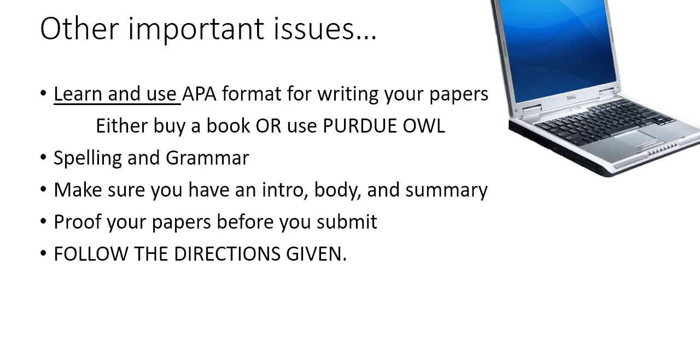Some other important issues: if you have forgotten how to use APA format, make sure you either buy a book, use Purdue OWL, or use Towson University's library website because it also has APA formatting. Make sure you take the time to check your spelling and grammar. Make sure your larger papers have an introduction, a body, and a summary. You should be introducing your paper. The body of your paper should be exactly what you said you were going to do, and the summary of your paper should tell the reader what you've just done. Make sure you proof all the papers before you submit, and make sure you follow the directions that are given.